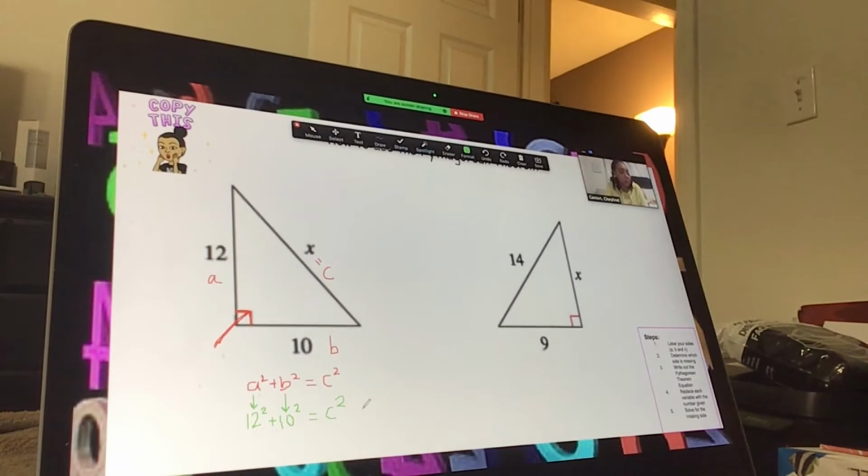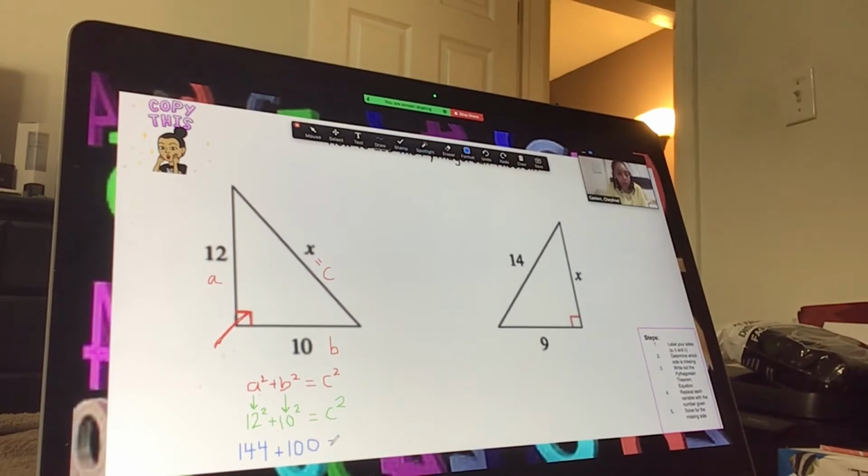So now all we're going to do is some basic math. So we say, okay, what is 12 squared? Well, 12 squared means 12 times 12. 12 times 12, if you remember from way back when, is 144. Plus 10 squared, that's 10 times 10, which is 100. And we still don't know what C is, so we're going to put equals C squared, because we haven't done anything on this side yet.